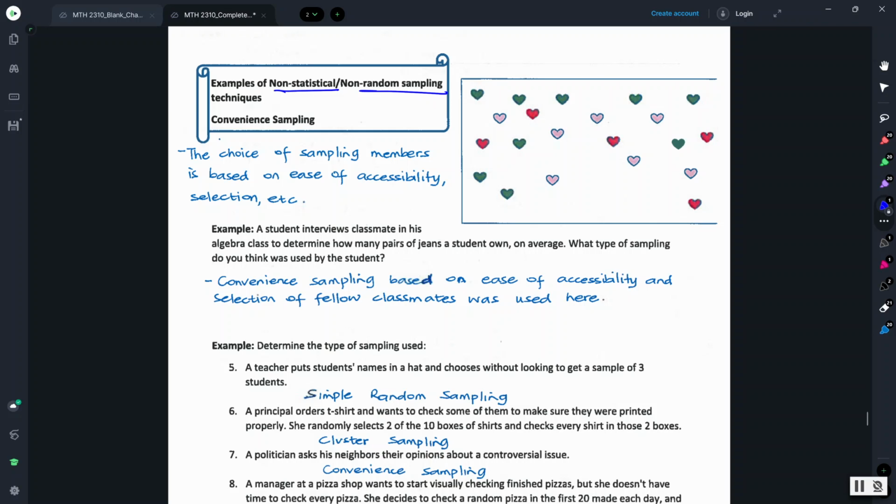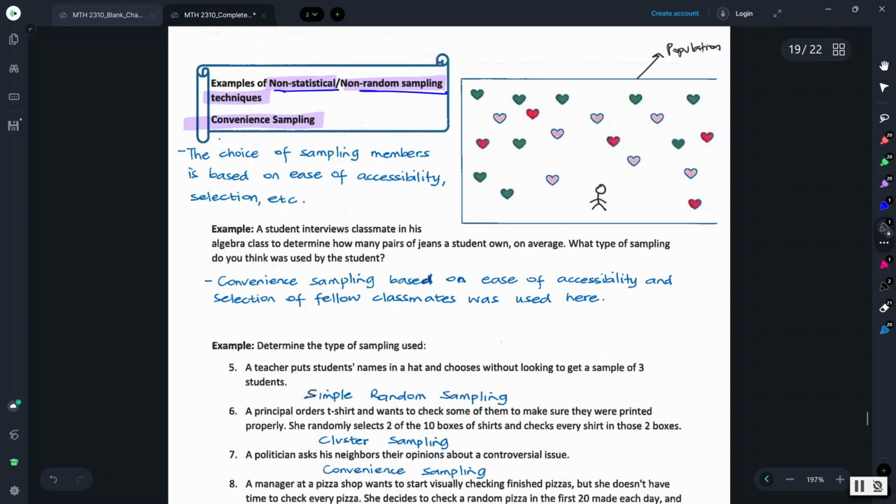We recall from the previous video that we talked about examples of statistical or random sampling techniques. So we turn our attention to an example of non-statistical or non-random sampling techniques. And a quick example is convenient sampling. What is convenient sampling?